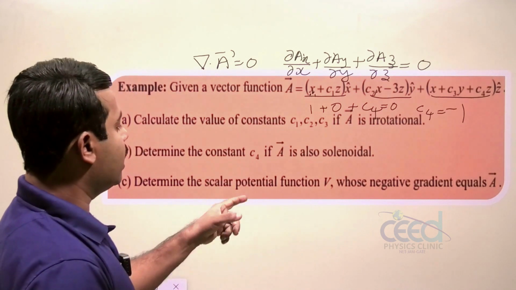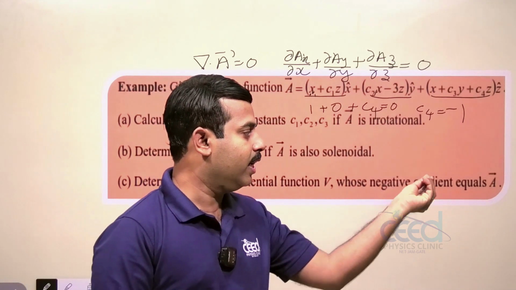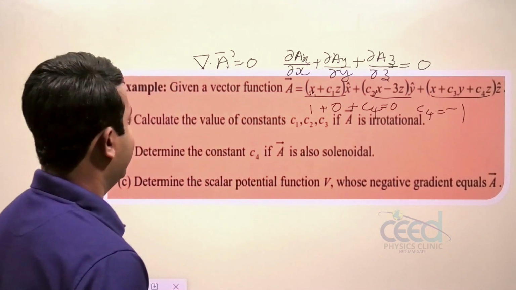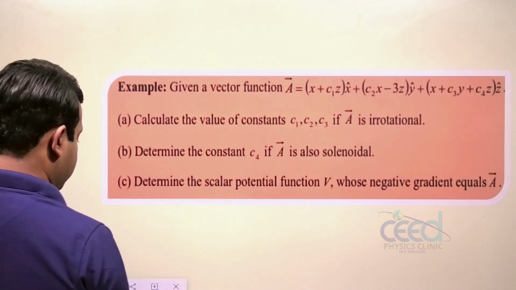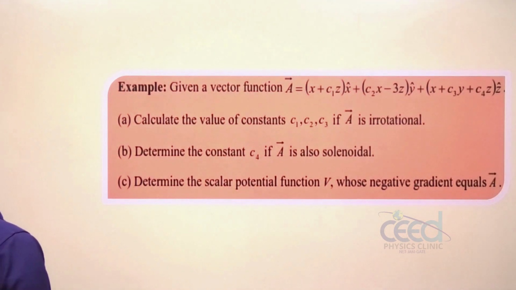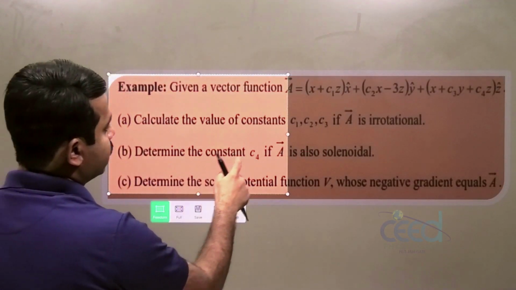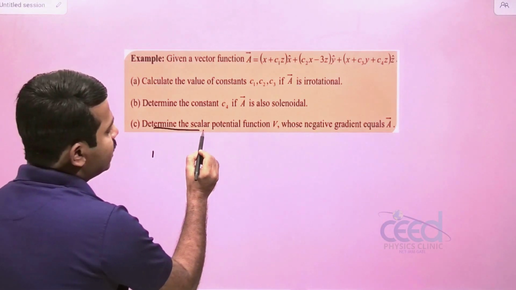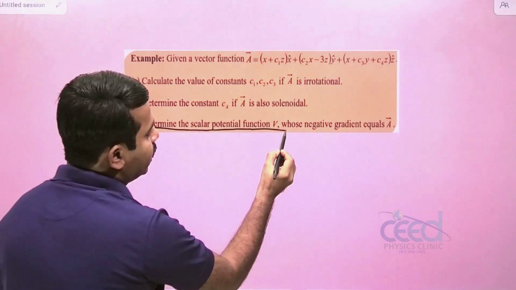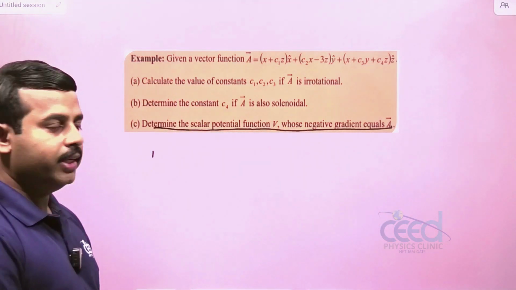Now determine the scalar potential of the function V whose negative gradient equals A. Then again we need this question. I need this function. Determine the scalar potential function V whose negative gradient equals A.